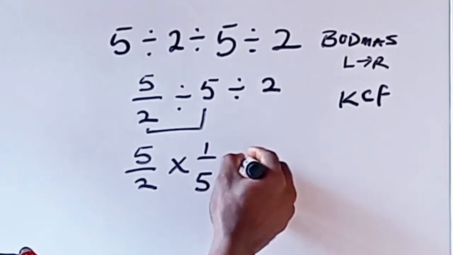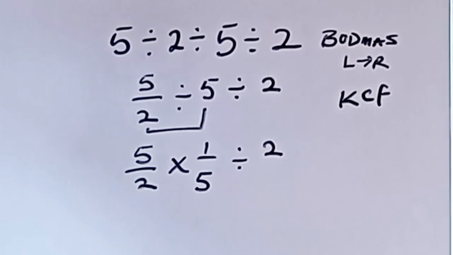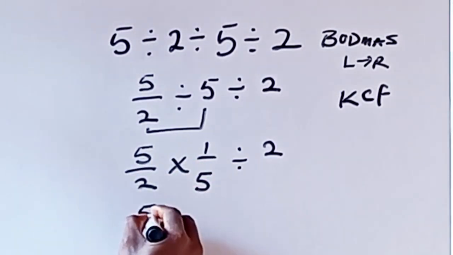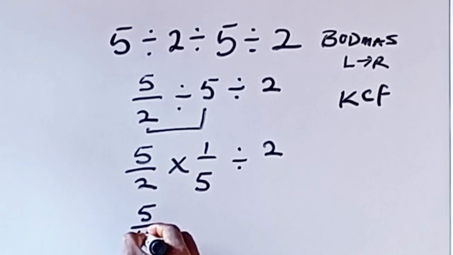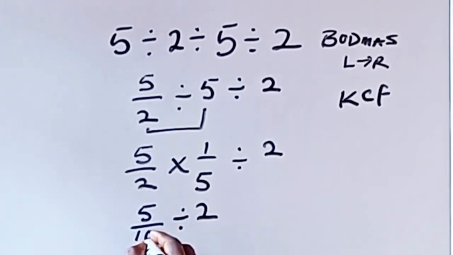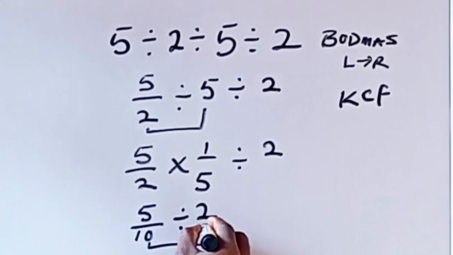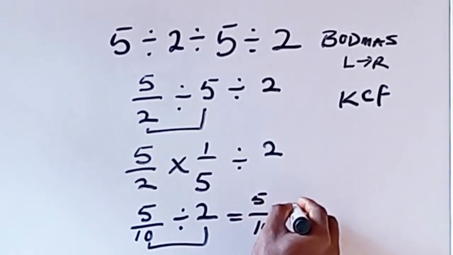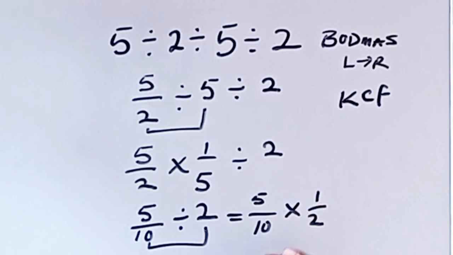Divided by 2. Now 5 times 1 is 5, and 2 times 5 gives you 10. Divided by 2. Now we are still going to apply the KCF rule here, which gives us 5 over 10 times 1 over 2.